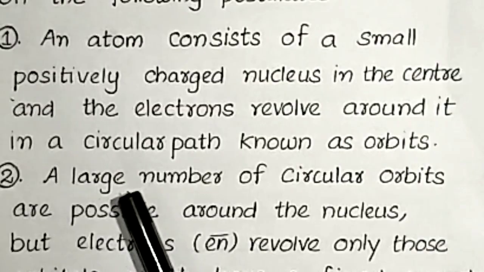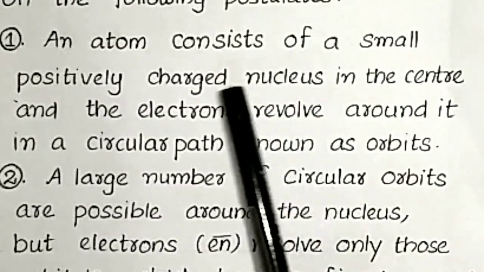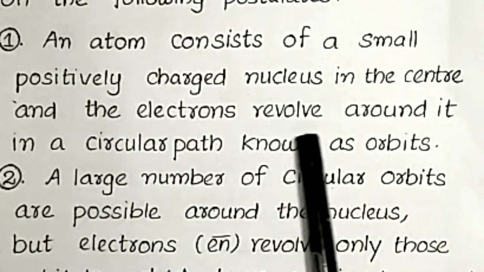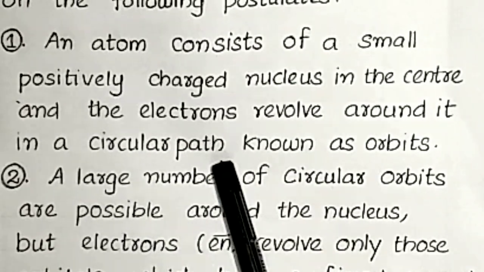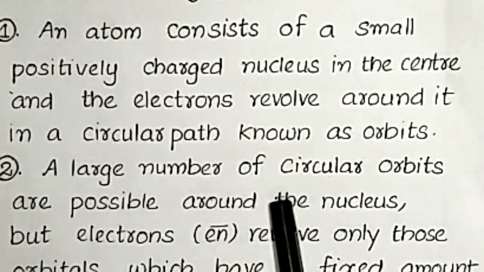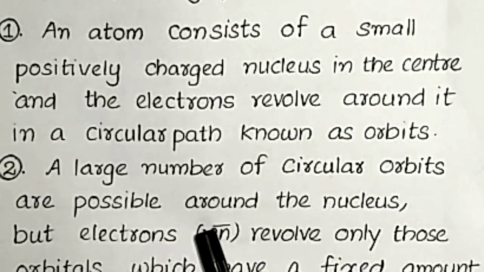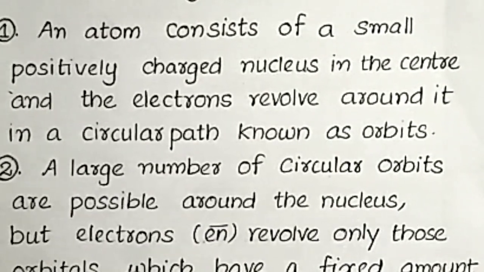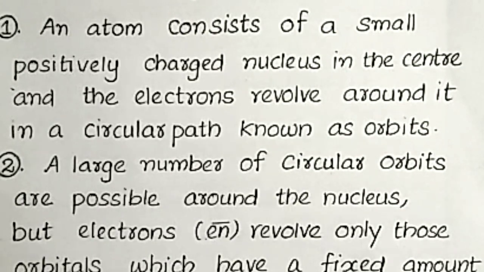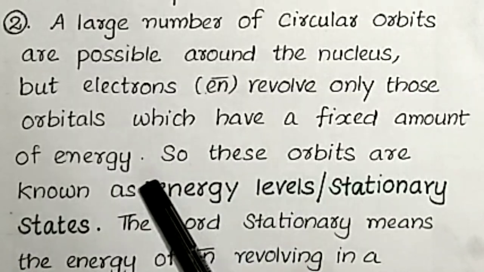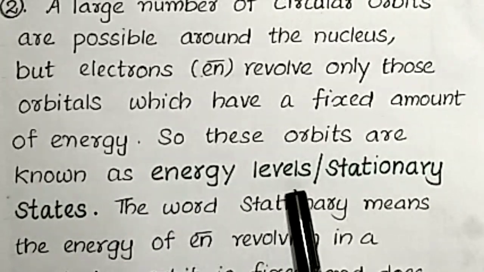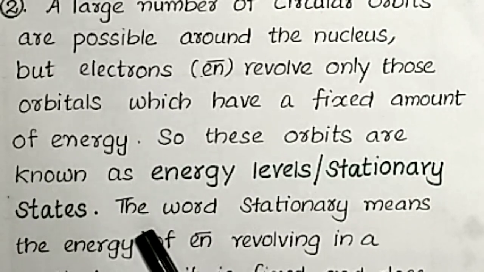So the first point is, an atom consists of a small positively charged nucleus, and the electrons revolve around it in a circular path known as orbits. Second one, a large number of circular orbits are possible around the nucleus, but the electrons revolve only in those orbits in which they have a fixed amount of energy. So these orbits are known as energy levels or stationary states.